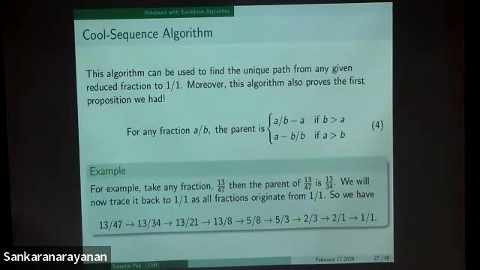So this algorithm, which I call the cool sequence algorithm, it doesn't actually have a name, will give me the unique path from p by q to 1 by 1. And if I can give a path for any rational number, that is essentially saying that this rational number should be there in the tree. That would prove that rationals are countable.